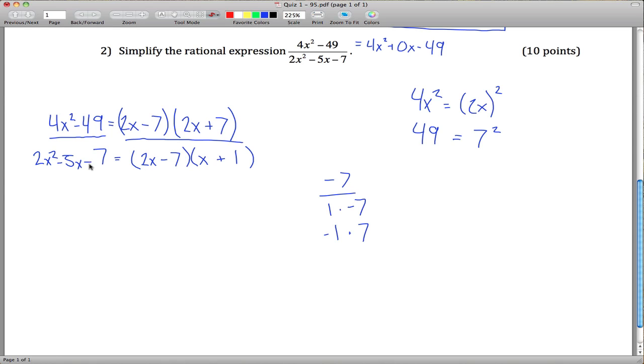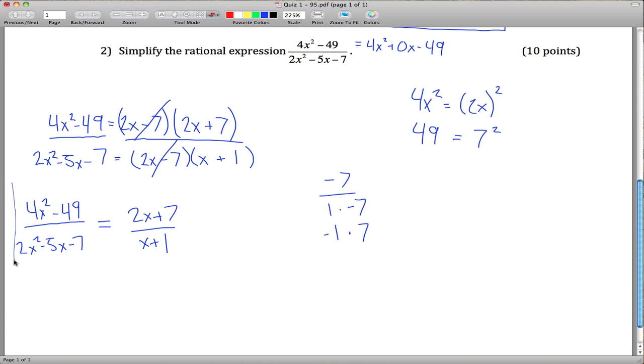So if you want to FOIL this back out to double check your work, feel free. But this rational expression can be written like this, and the nice thing about this guy is we can cancel out those two terms and say that this rational expression equals 2x plus 7 divided by x plus 1. So just so we have it all written up, I'll put it in a box right there. And that's the end of the first quiz.